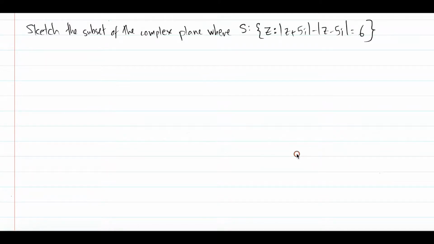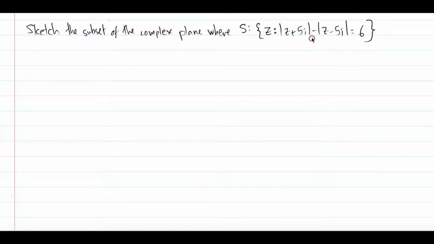Hey everyone, so today we'll still be doing complex numbers. This time though, we'll be sketching subsets on a complex plane. So what does that mean? Well, let's have a look at this question. Sketch the subset of the complex plane where S, colon, then you've got this equation: |z + 5i| - |z - 5i| = 6.